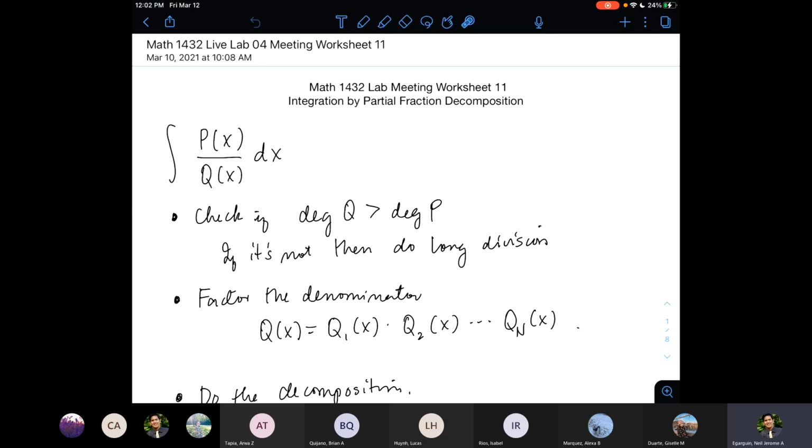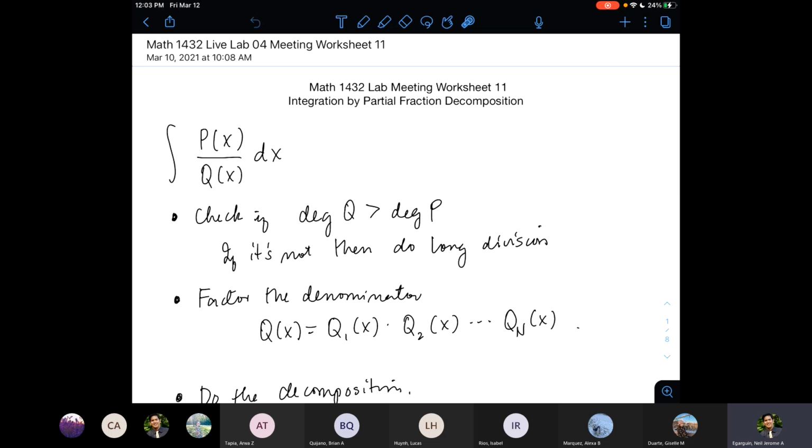And the goal here is to try to write that original fraction p over q in terms of the sum of smaller functions or smaller fractions. When I say smaller fractions, the denominators should be of lesser degree than the original denominator q. And the decomposition will depend on what are the factors of q.